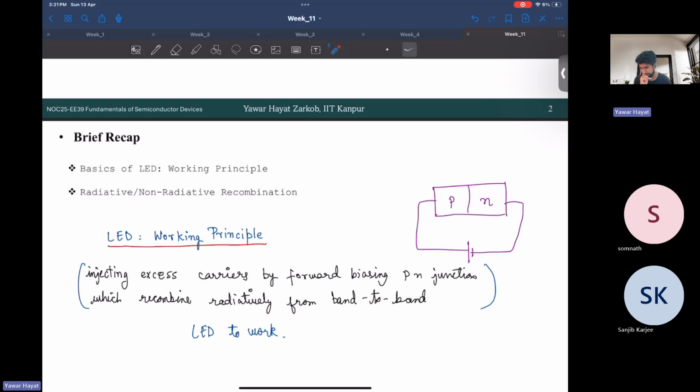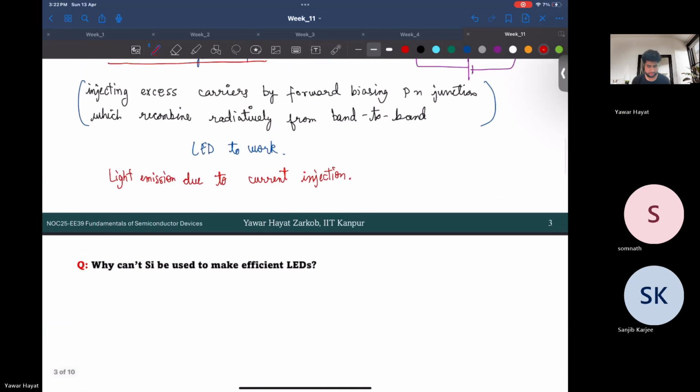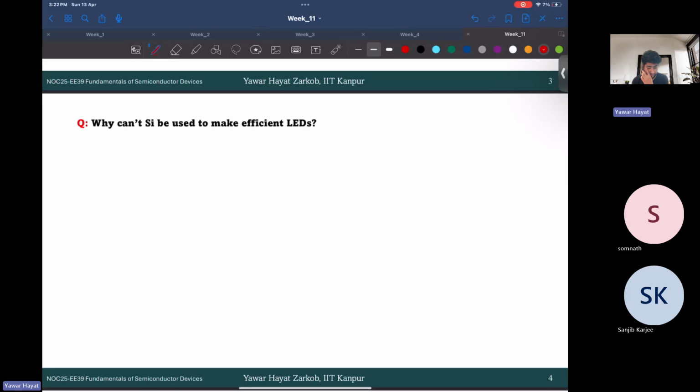Okay. Now, this light emission due to the current injection, there is a particular term for this, right? The light emission. Is this photoluminescence? It's electroluminescence, right? Sorry, yeah, electroluminescence: light emission due to current injection. Okay? Now, with that, we'll start with today's first question.